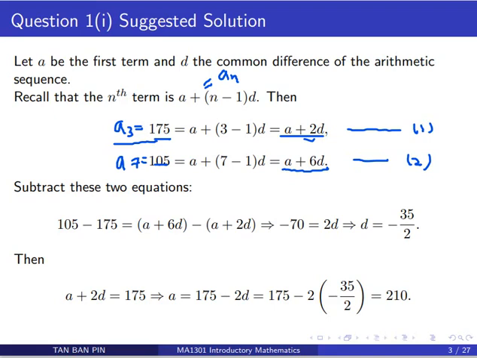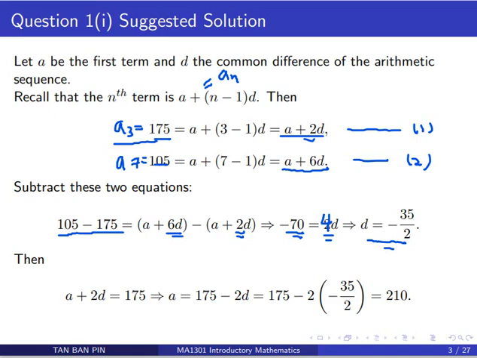And if you subtract, 105 minus 175 will give you minus 70. This part will give you, sorry, 4D. So you can check for careless mistakes: 6D minus 2D is 4D. So 4D is minus 70. So D is minus 35 over 2.